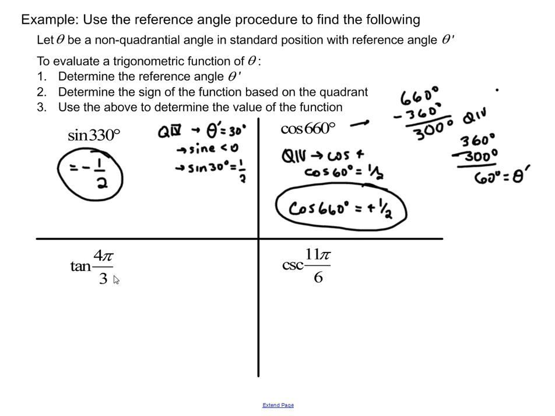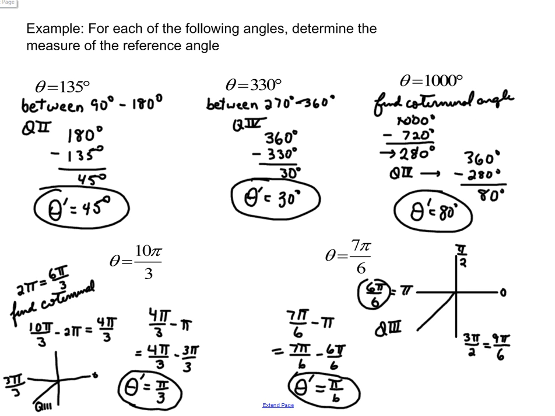How about 4 pi over 3? Well, let's determine where 4 pi over 3 is. I think we already did that, right? No, not yet. Oh, yes, we did. 4 pi over 3 we determined was an angle in quadrant 3. Right? So we just did this in the past, 4 pi over 3.